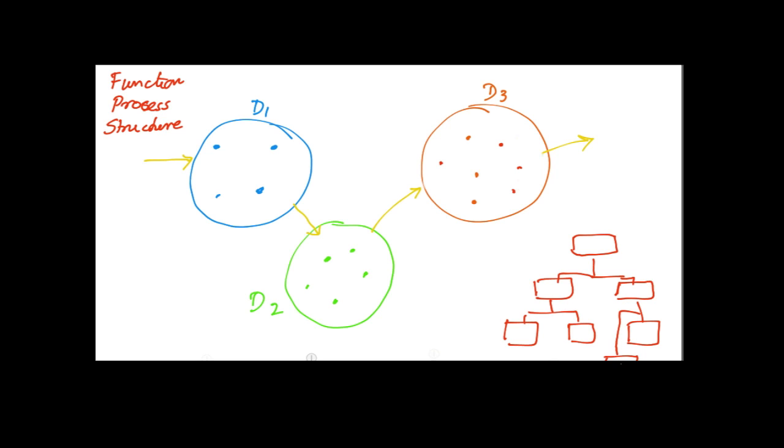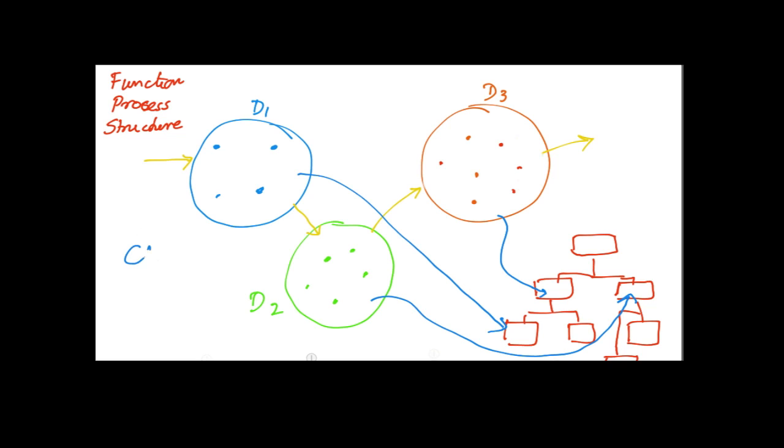So an org structure typically looks like this. Question then becomes, how do we simply map departments to the org structure? It may be possible to simply directly map it like this. So D3 may go here. Maybe D2 goes here. And D1 may go somewhere else, like here.